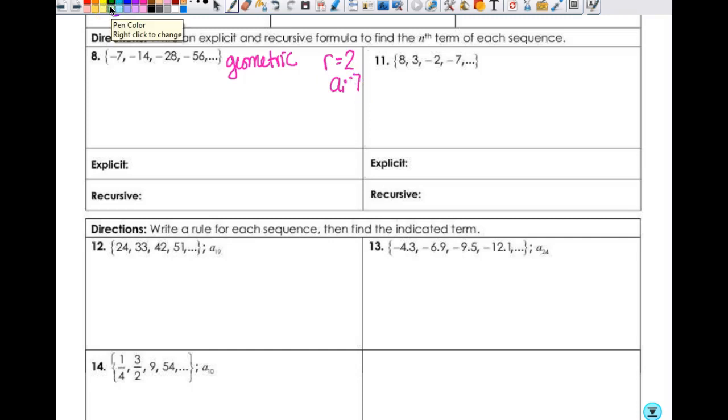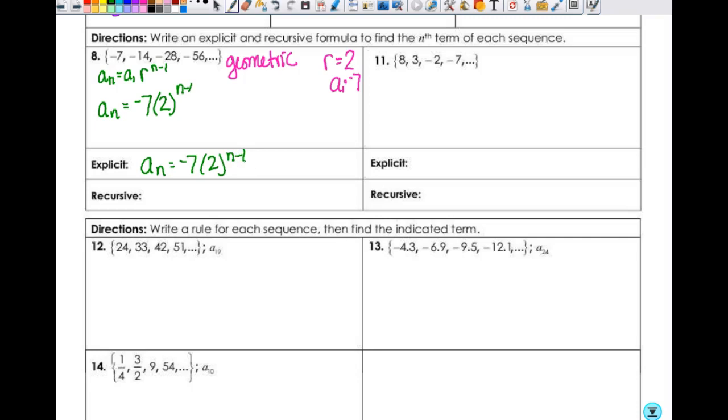So since it is geometric, this is where I'm going to use a sub n equals a sub 1 times r to the n minus 1 power. So a sub n is equal to -7 times 2 to the n minus 1 power. So there's my explicit. A sub n equals negative 7 times 2 to the n minus 1.